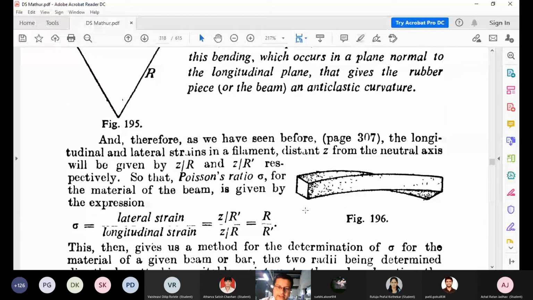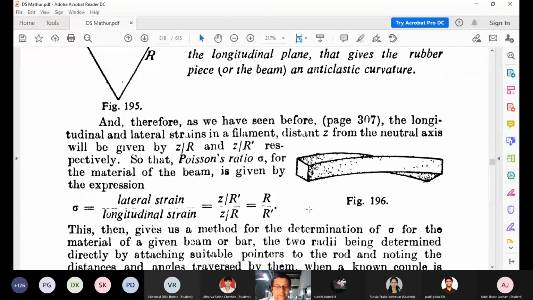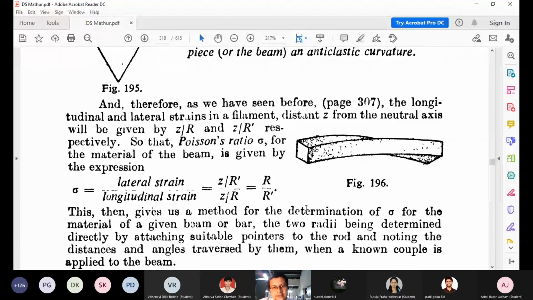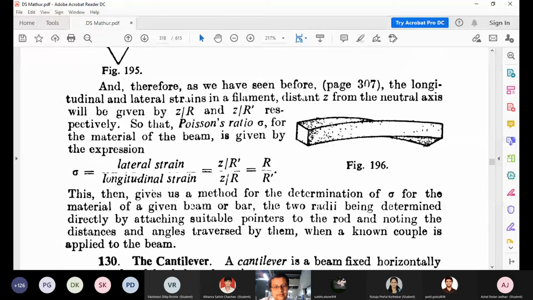And you can take it from the book of Mathur, and that's what I just showed over here. These pages I have taken from the D. S. Mathur book, and you can take this particular derivation directly as it is when it comes to your examination.